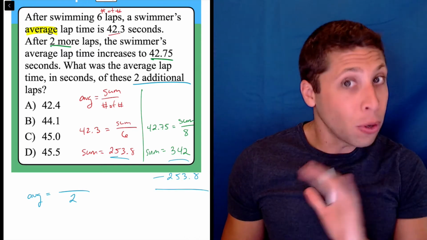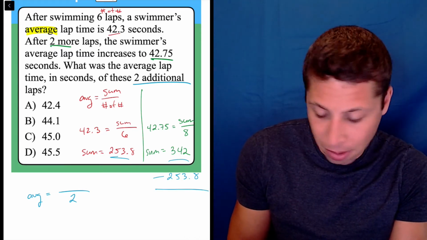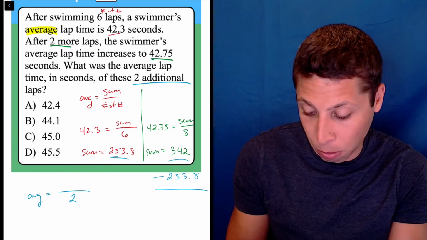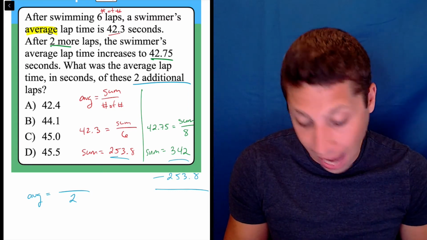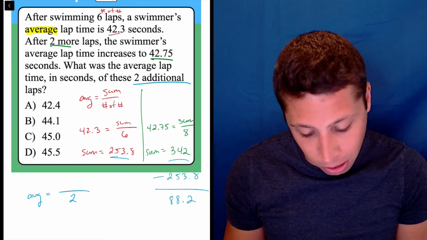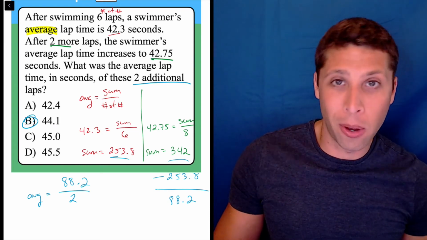So even if you don't fully understand that, I think it's a good move. It's something that you'd be like, well, it seems like the right thing to do is find the difference because I'm trying to find the difference between these 2 laps and the total 8 that I had. So that is a total of 88.2, and then 88.2 divided by 2 is 44.1.